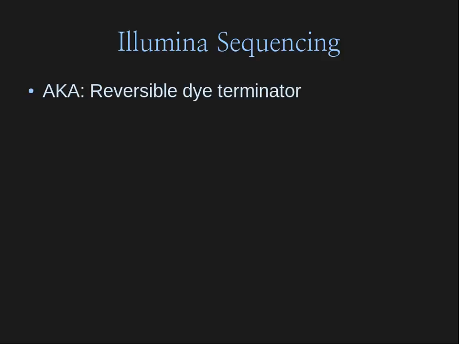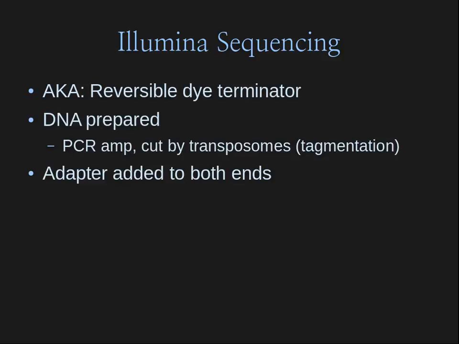This is the reversible dye terminator sequencing, and again, what we are doing is taking DNA, whatever DNA we want. In this instance, we're going to be using RNA, and I'll talk a bit about how we get just the messenger RNA that we want. Then generally we amplify it, and we chop it up with transposomes. This is called tagmentation, so we're fragmenting the DNA into smaller chunks and then adding an adapter to both ends.